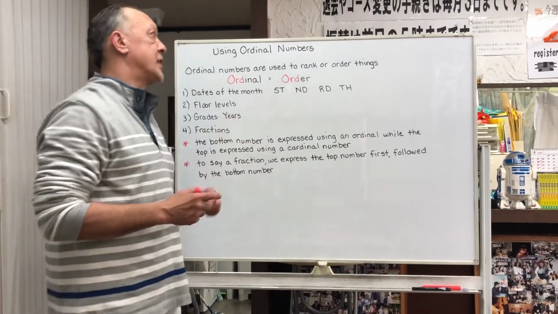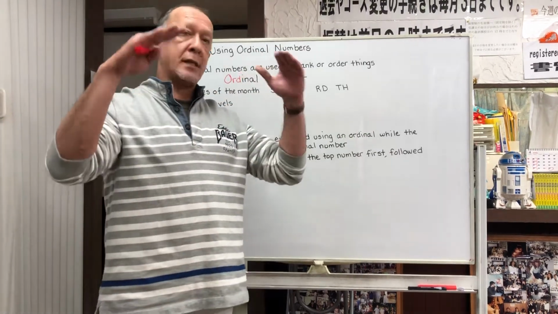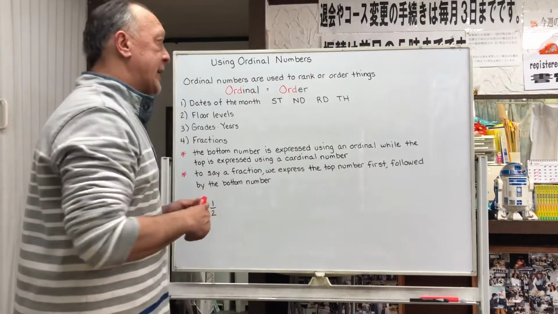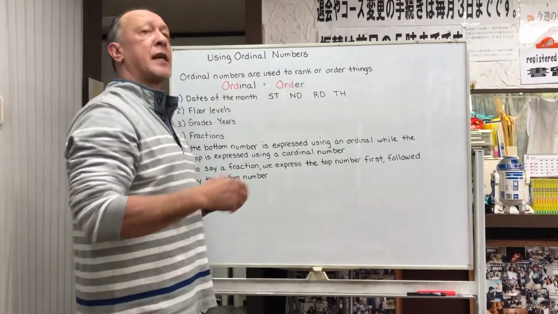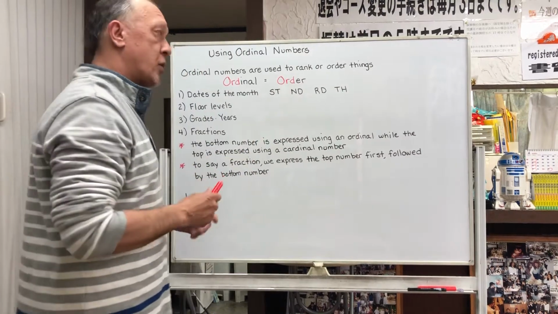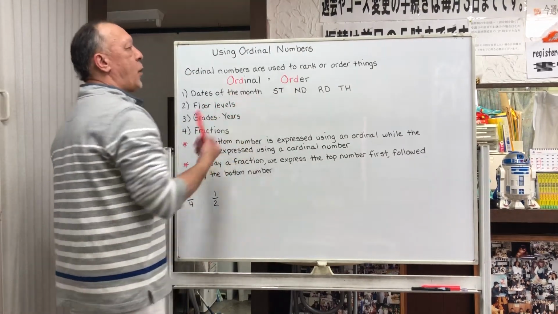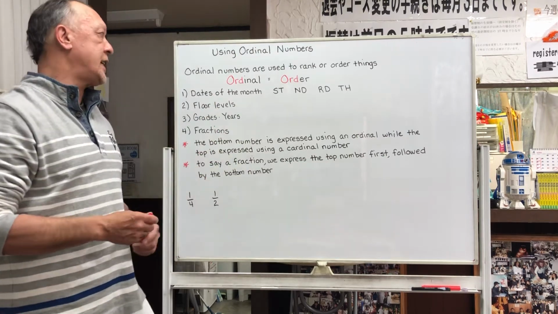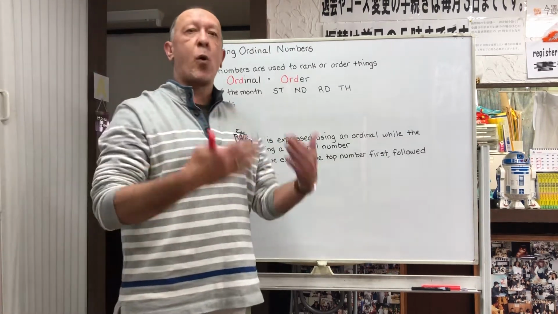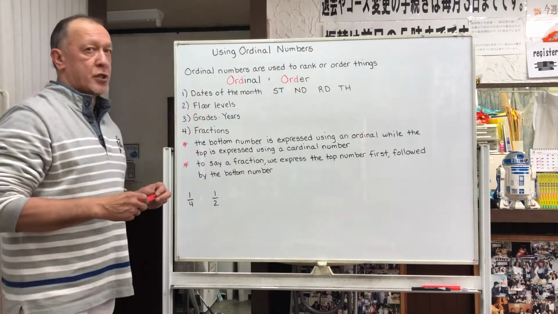Let's understand this. Ordinal numbers are used for ranking. First, second, third, for example, and of the orders of things, categories. Here we can see an example of the spelling of ordinal with the O-R-D, which basically means the order of numbers. We're going to look at 4 parts to our ordinals.